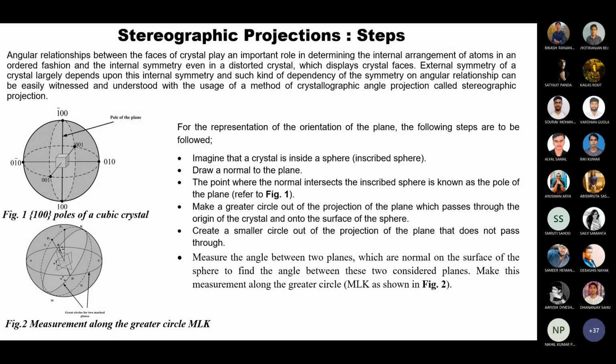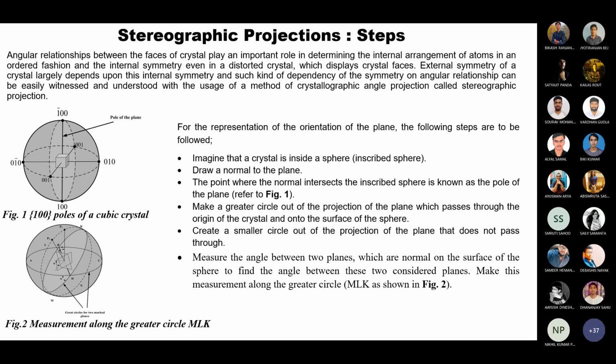Now, what are the steps you are going to follow? Already I have discussed the background of the construction of stereographic projection and certain properties of it. Now I am going to discuss the different steps you are going to follow when you are constructing, drawing or obtaining a stereographic projection. What are those? Imagine that a crystal is inside a sphere. If you look at the picture, figure number 1, there are the 100 poles of the cubic crystal, and you can imagine it the same way.